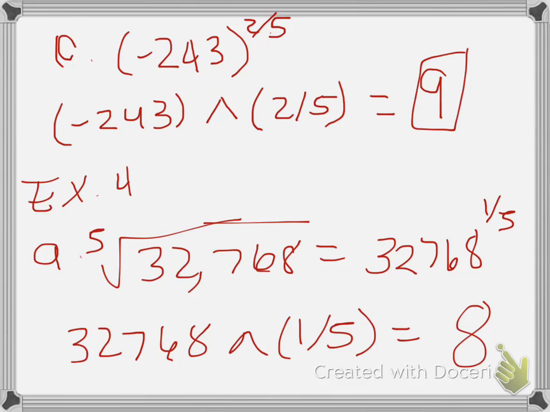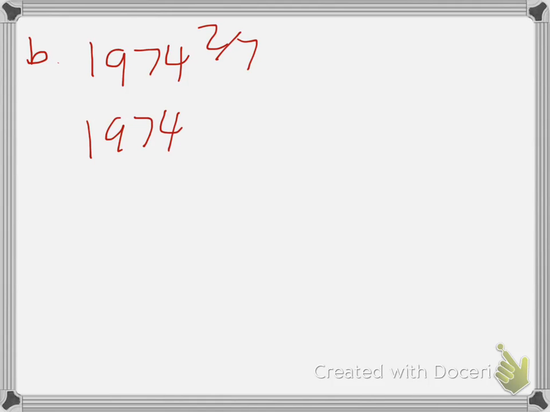Now, if you read what it says next to example 4, it says round to the nearest 2 decimals if you get a fraction. So when we look at B, it's 1974 raised to the 2/7. So we put 1974, caret key, parentheses, 2 divided by 7. Do that one and do C, get the answers, and then we'll see what happens.